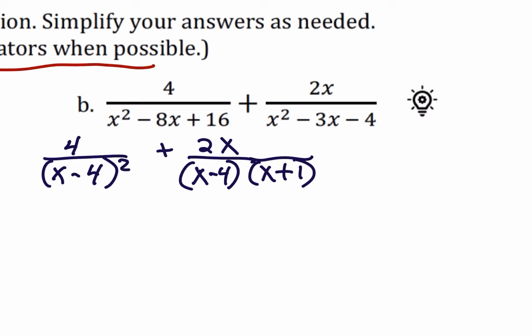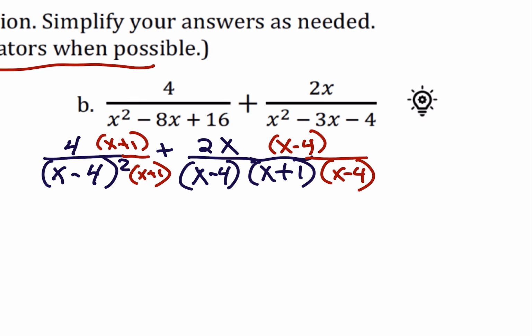Okay, so now we have to look at each of the denominators, and it seems to me like we have something in common. There's an x minus 4 in both fractions. But the fraction on the left needs an x plus 1. So I'm going to put an x plus 1 in the numerator, and I'm going to put an x plus 1 in the denominator. The reason I can do that is I'm multiplying by a very fancy version of 1. I'm going to do the same thing to the second fraction. I'm going to put an x minus 4 in the numerator and an x minus 4 in the denominator. Just multiplying by a very, very fancy version of 1. Okay, we don't change the value of the fractions. We're just changing the form.